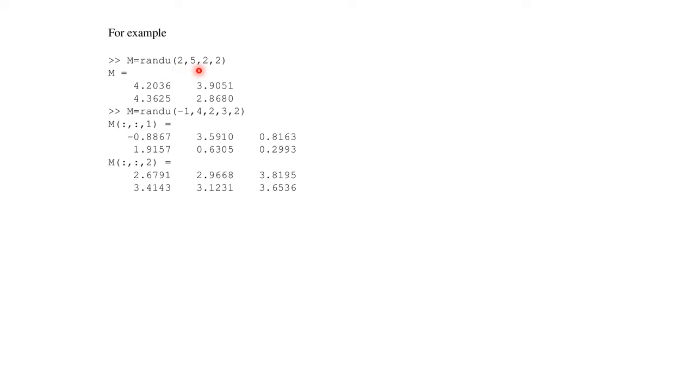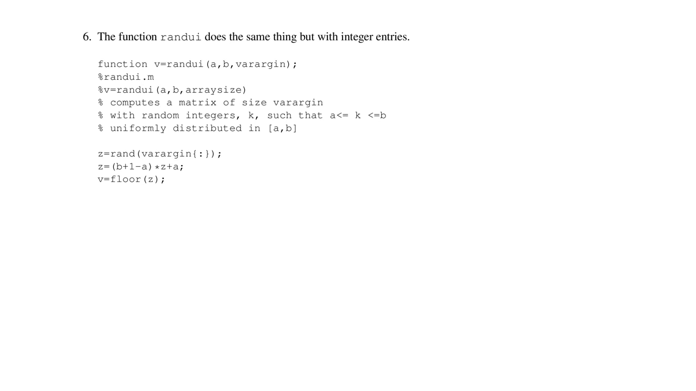This is how it works. So here is a 2 by 5. It's making numbers between 2 and 5, and it's making 2 by 2 matrices. Here the output M. It's making numbers between -1 and 4. They're 2 by 3 matrices, each of them, and there are 2 pages of those. So there are 2 pages, page 1, page 2. On each page is a 2 by 3 matrix of random numbers, and the numbers are uniformly distributed between -1 and 4. So this makes integers. Explore this on your own.